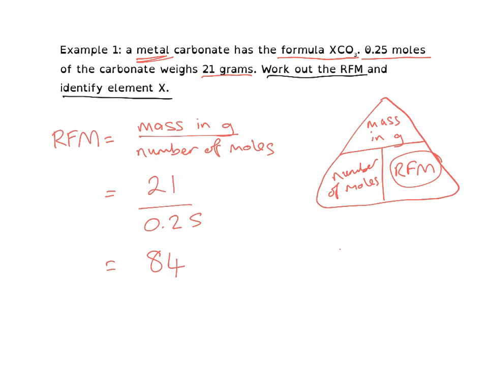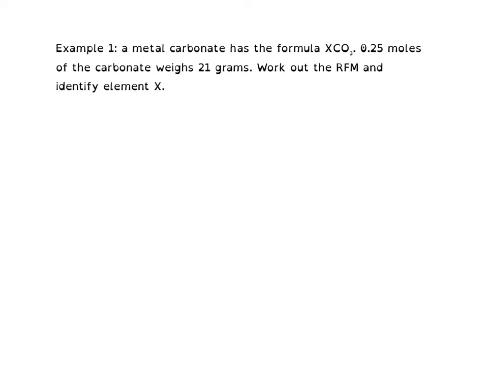So far so good. Now what I've done, part of the question already, I've already got a mark for working out the RFM. So because I don't know what X is, I don't do what I normally would do to work out RFM, which is to go on the periodic table. I can't do that here because there's an unknown element. The next step is to work out what that unknown element is.